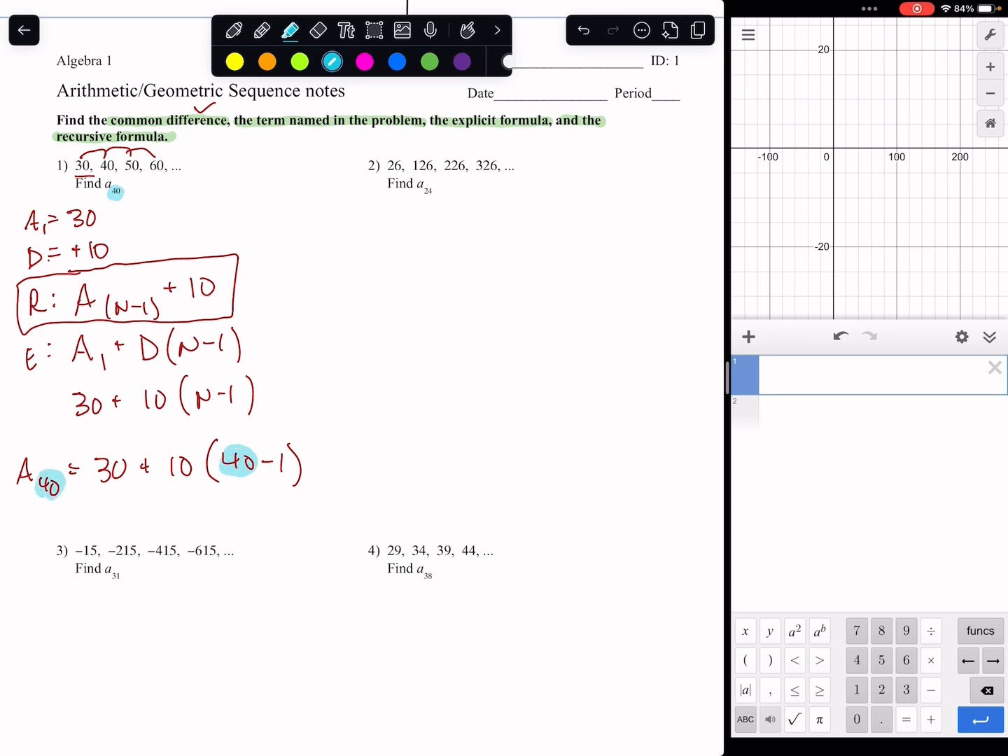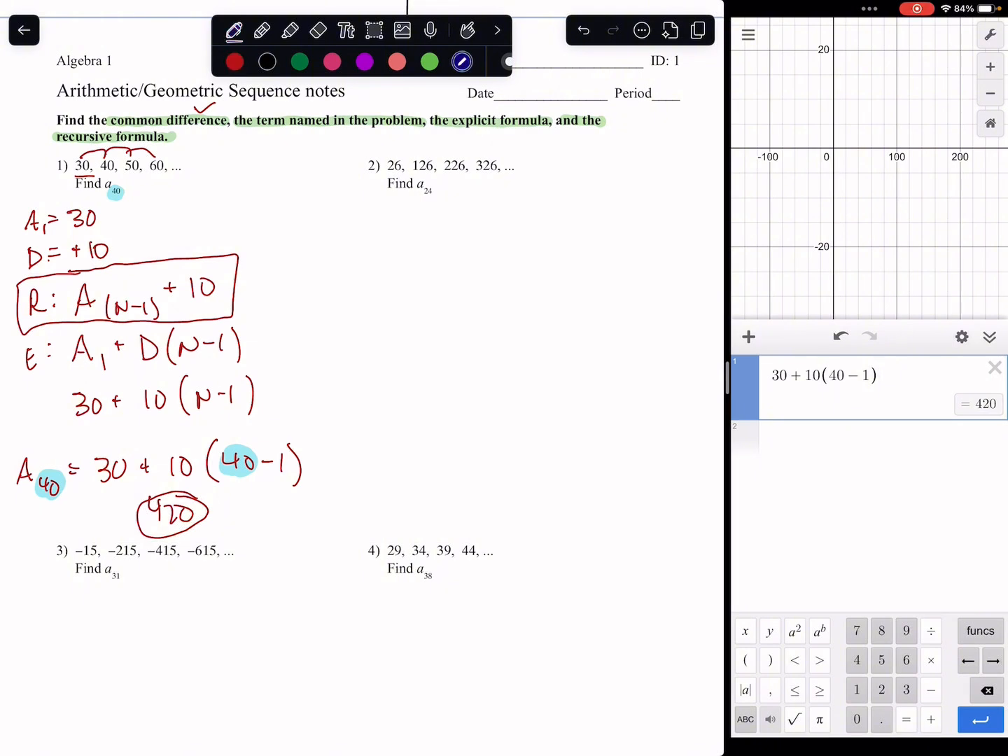Let's go ahead and put that in decimals. We don't want to do all that work. 30 plus 10 times 40 minus 1, or you could have just put 39, 420. So if we keep this pattern up and got to the 40th number, your number is going to be 420. So A of 40 is 420. Let's do number 2.